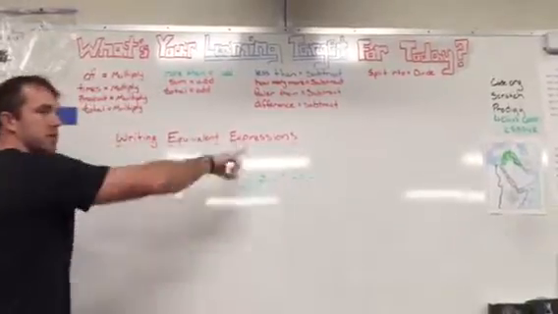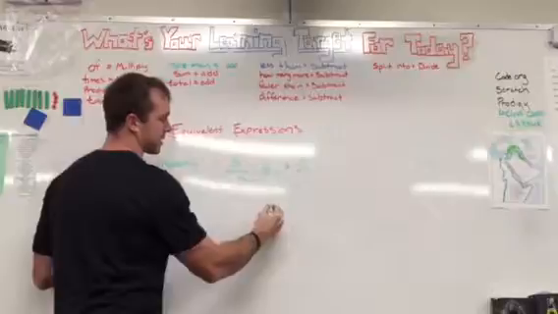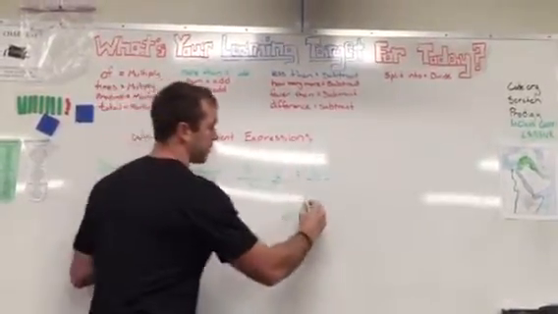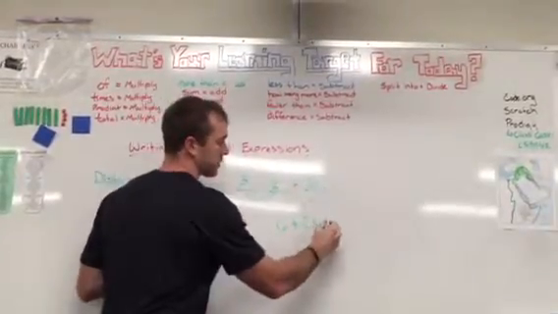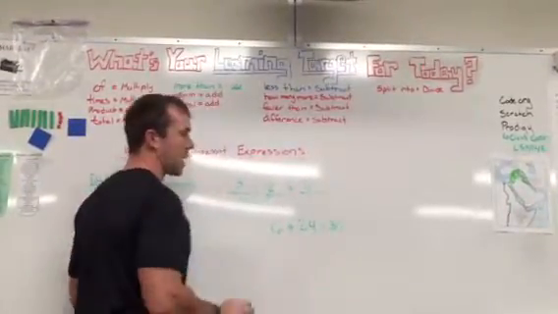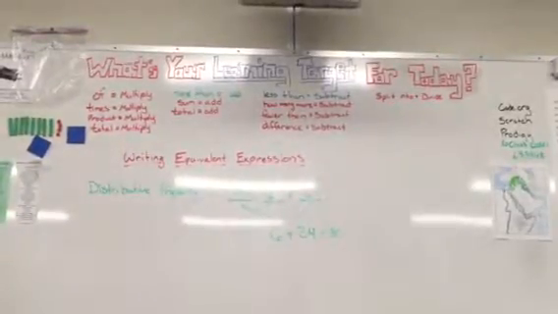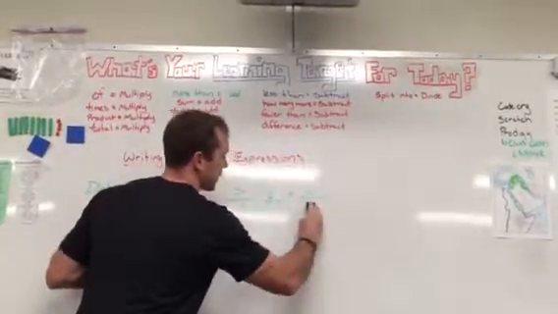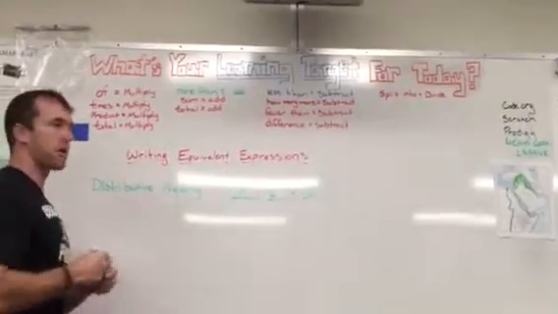Okay, let's do it using the distributive property. What is 3 times 2? 6. What is 3 times 8? 24. 6 plus 24 equals 30. So I formed an equivalent expression. All right, now what would that look like if we have a variable? This is why we want to use the distributive property.